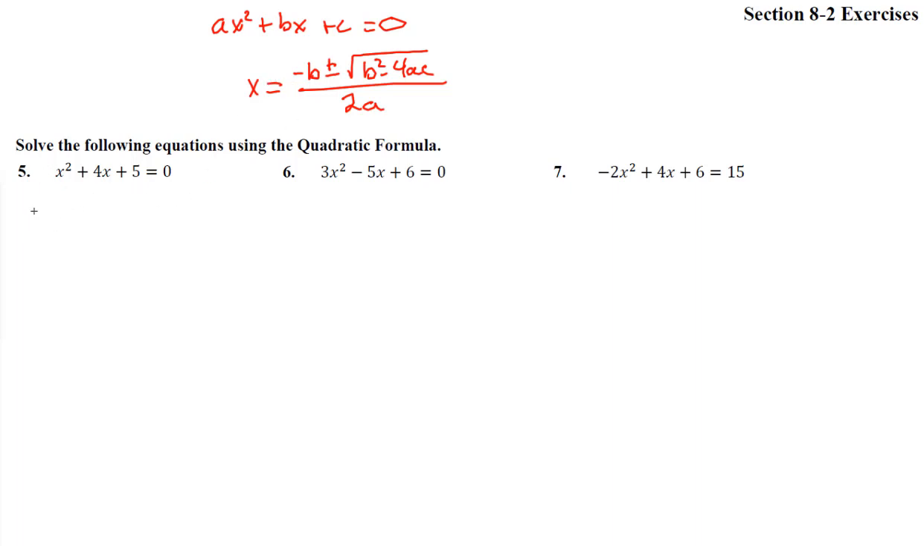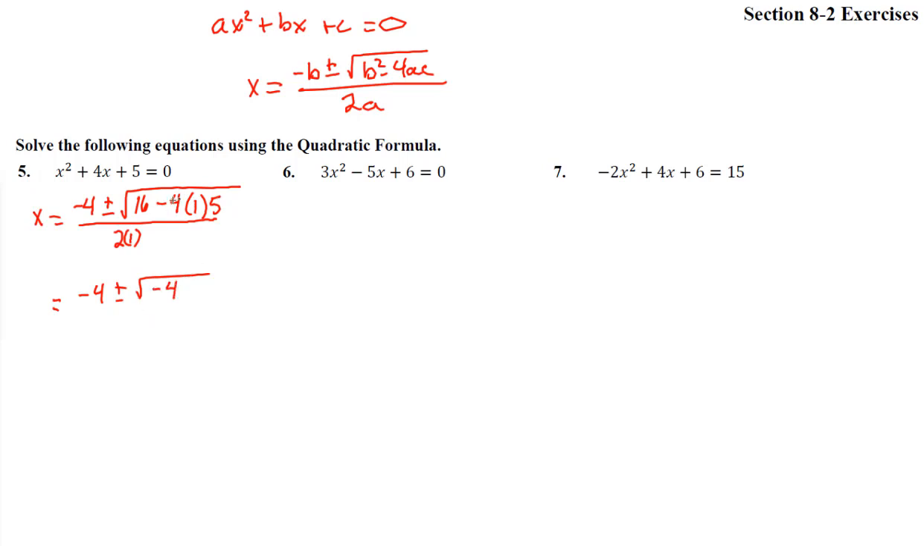So with number 5, x equals negative b. So that's a negative 4 plus or minus the square root of b squared minus 4 times a, which is 1, times c, which is 5, all over 2 times a, which is 1. Okay, let's simplify this down now. This is negative 4 plus or minus the square root of 16 minus 20. Oh, 16 minus 20, that's a negative 4.